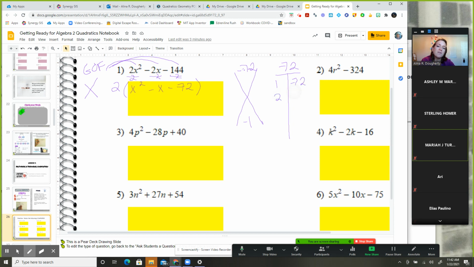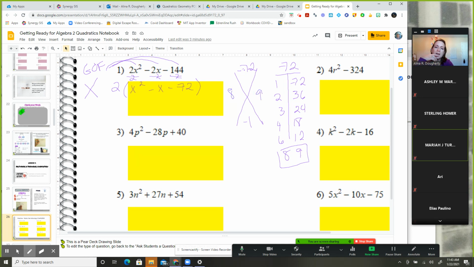So half of 72 is 36, and then 72 divided by 3 is 24. 72 divided by 4, I think, is something 18. 4 and 18. Doesn't go by 5s. It does go by 6s. So 6 and 12 are getting closer. And then 8 and 9. 8 and 9 are 1 apart. So I know this is going to be 8 and 9.